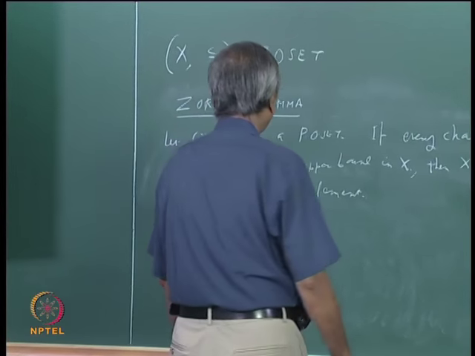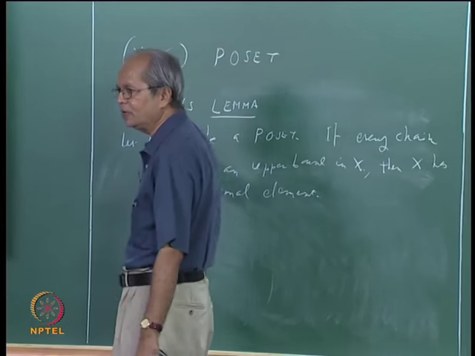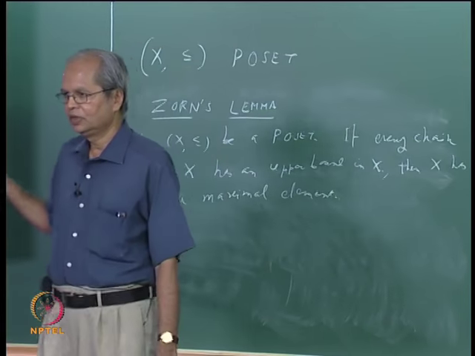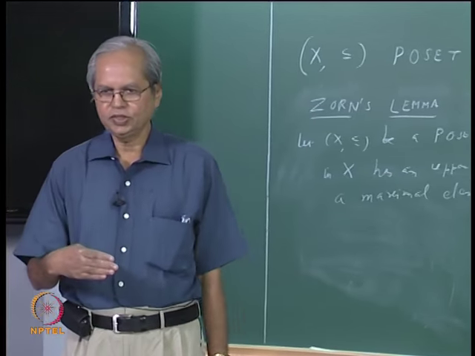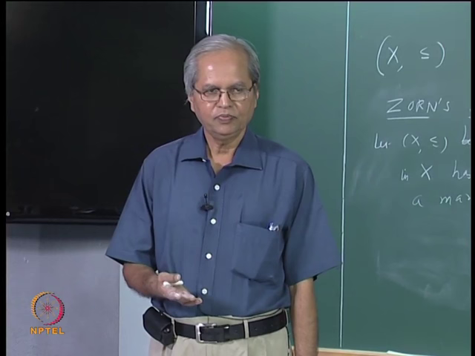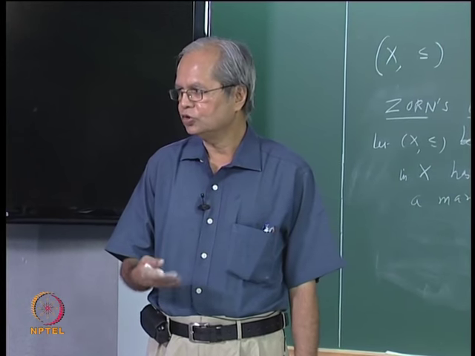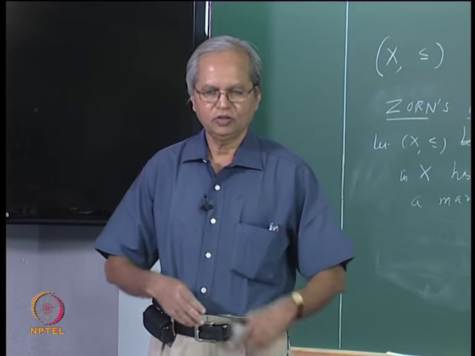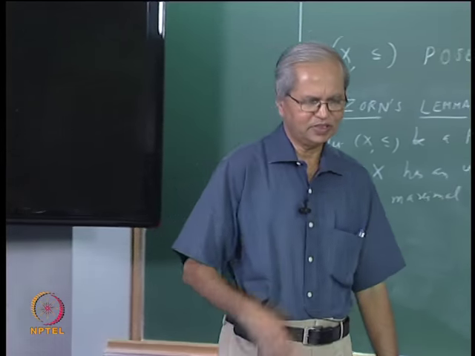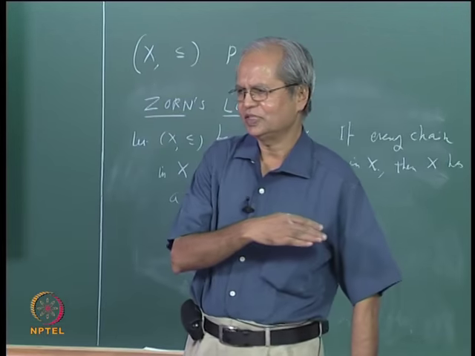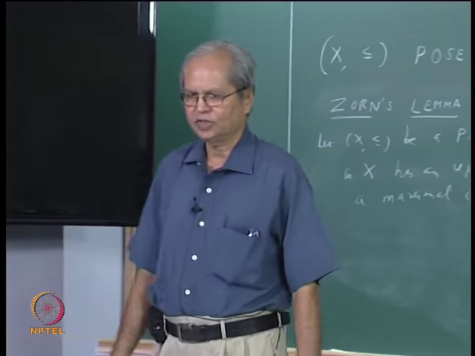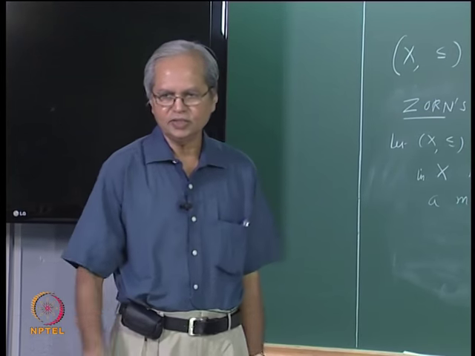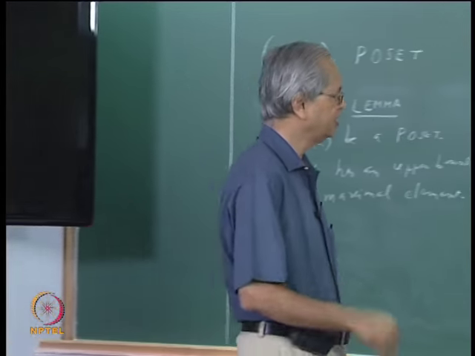It can be shown that the axiom of choice and Zorn's lemma are equivalent. That means if you assume the axiom of choice, you can prove Zorn's lemma, and conversely, if you assume Zorn's lemma, you can prove the axiom of choice. But we shall not discuss any of these proofs. That is because this is not a course on set theory, because those kinds of things will take a lot of time. We are basically just reviewing certain things in set theory which we shall require in the real analysis course.